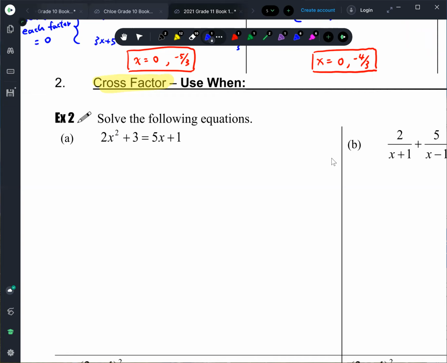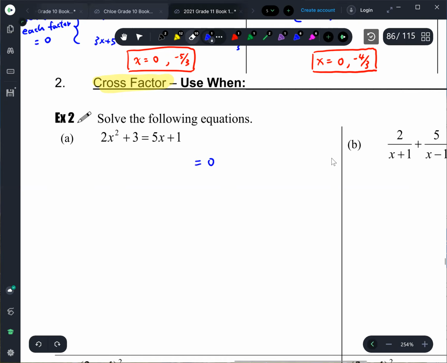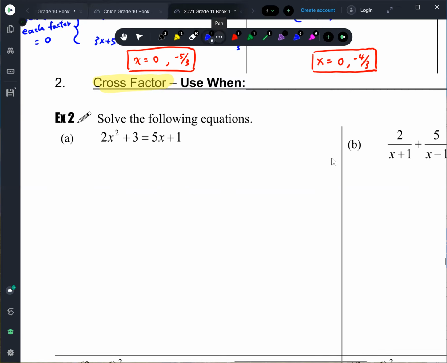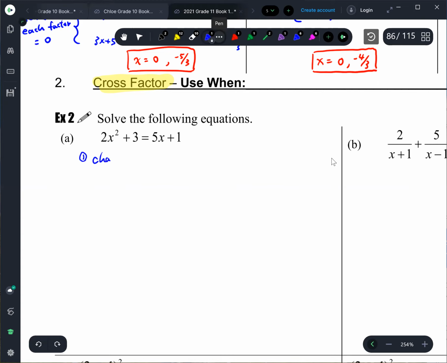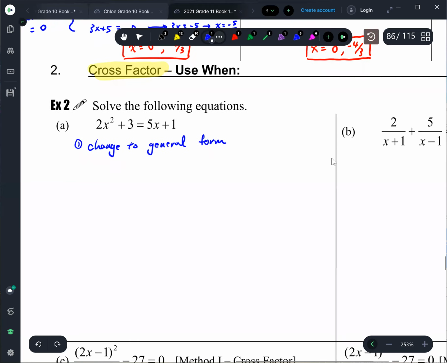So we need to move everything to one side, either to the left side or right side, doesn't matter. So I'm gonna just move everything to the left, make the right side equal to 0. So let's write that down first. So first you should change to general form. Okay, make sure you copy down the step. So move everything to the left.